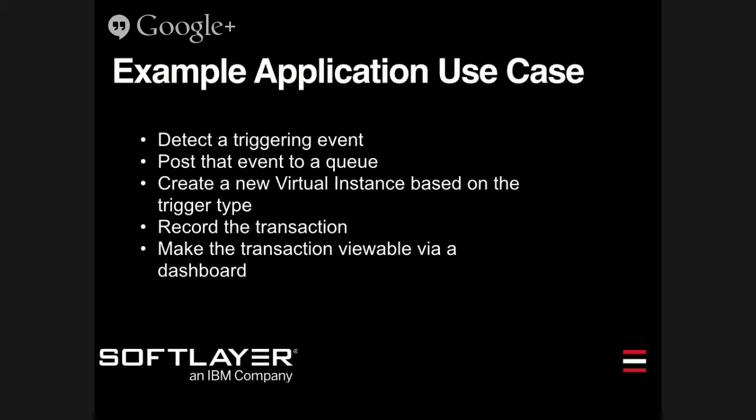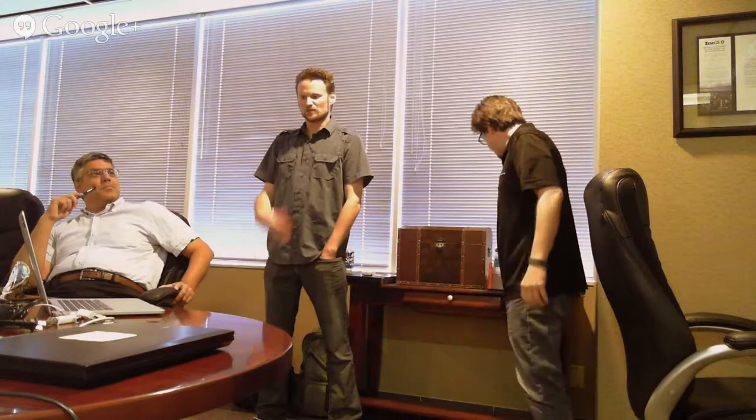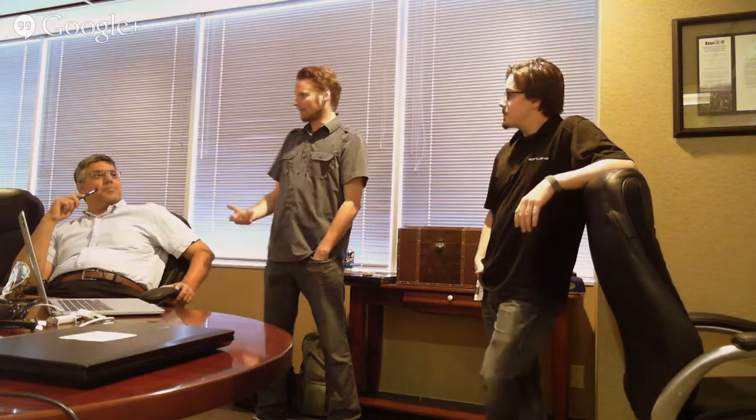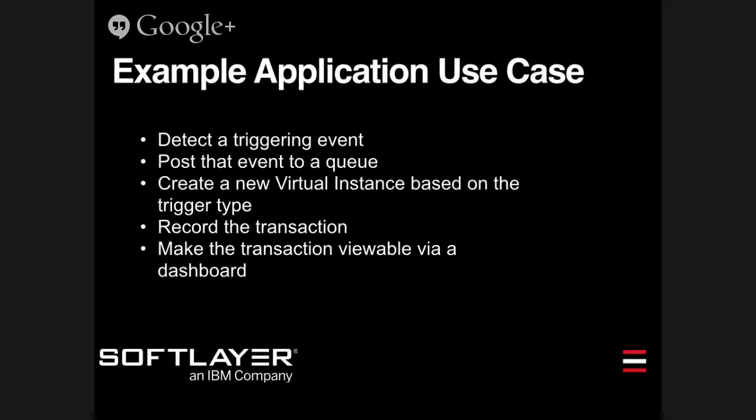So let's go through a use case, and I'll take something that's probably near and dear to people, especially DevOps people. Detecting an event that's triggering, something happens, right? And posting that to a queue, and then based on what happened and that triggering type, creating a VM instance. So maybe your triggering event is resource load, so we're talking about an auto-scale type application. And then we want to audit that, record that transaction, and make it viewable somehow, right? So we're going to walk through this use case and contrast the way it had to be done before versus this cool thing that we did.